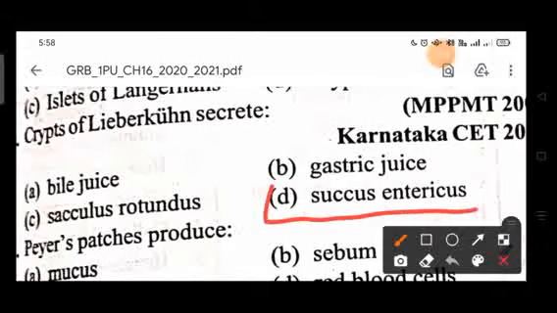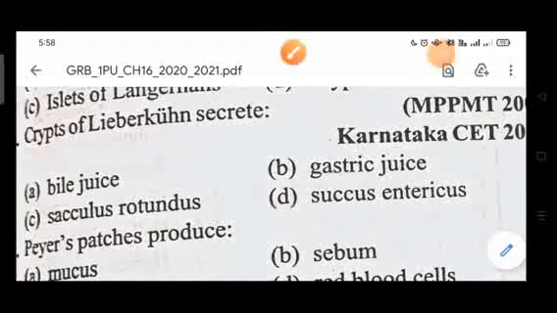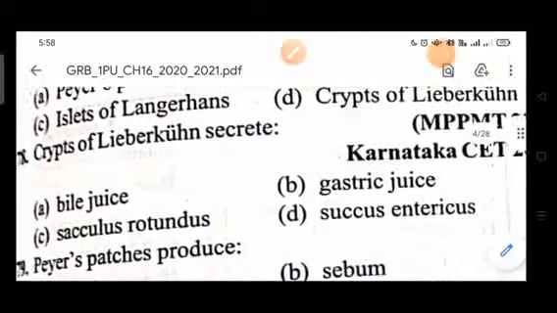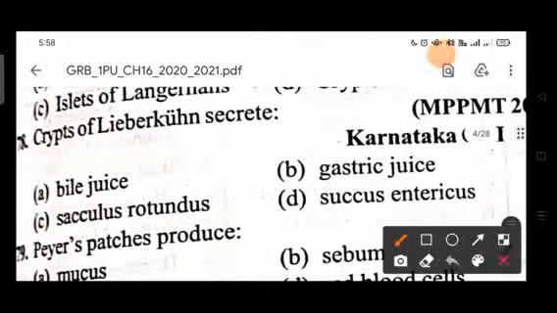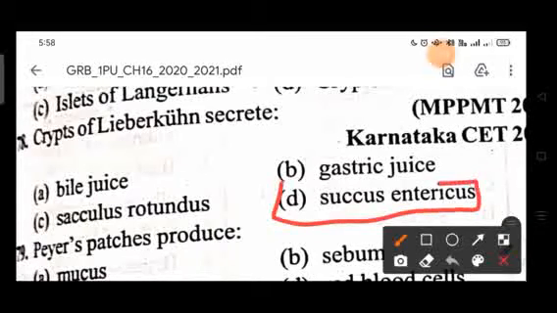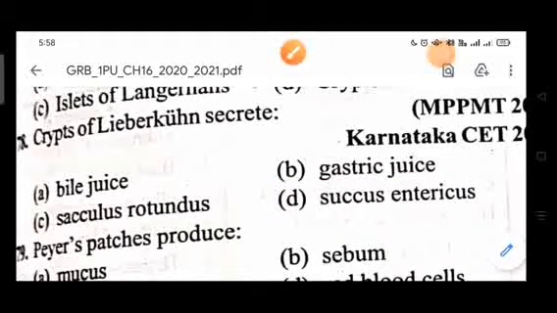Succus entericus is a group of enzymes where cholecystokinin is also one of the major components present. The crypts of Lieberkühn help in the production of succus entericus.